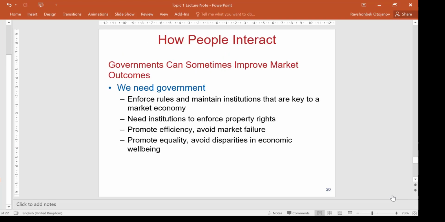Now, governments can sometimes help improve market outcomes. Government intervention is not always bad. When do we need government to step in? We need the government to enforce rules and maintain institutions. Now, rules and institutions help us enforce property rights.